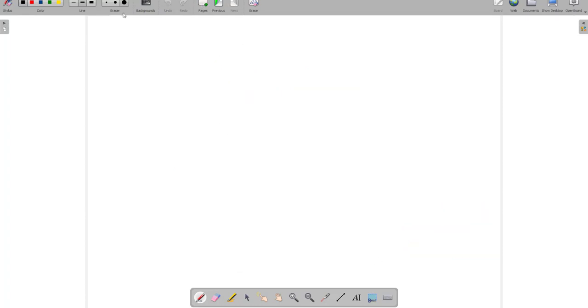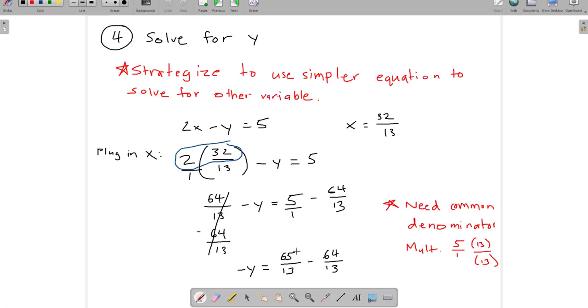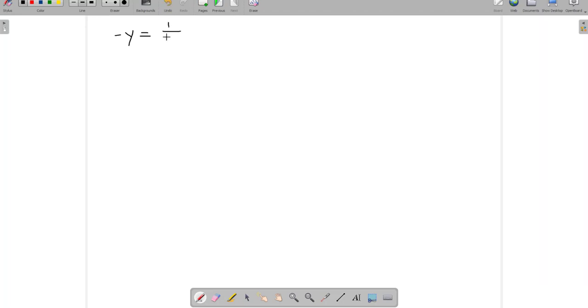Let me go to another page. So I end up with negative y equals 65 minus 64. That's going to give me that 1 over 13. And then finally, I don't want negative y, I just want y. So we're going to divide both sides by negative 1. Negative 1 just changes the sign of everything, so y is going to be negative 1/13.